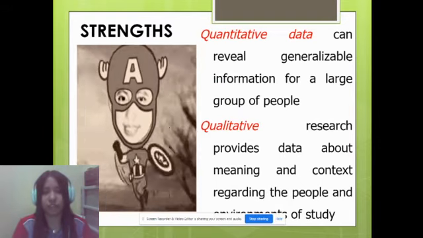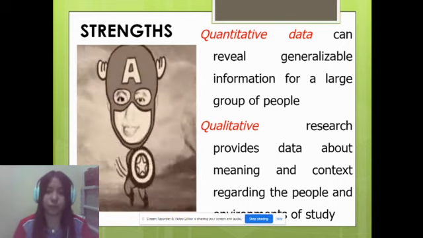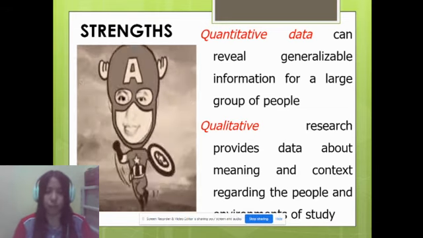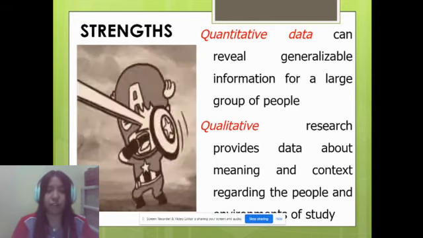So we actually have strengths and weaknesses of quantitative and qualitative data. For quantitative data, they can reveal generalizable information for a large group of people simply because we can use survey questionnaires, we can use tests, then after that, just check it and that's it. While for qualitative research, it provides data about meaning and context regarding the people and environment of the study. So these are the strengths of the two.